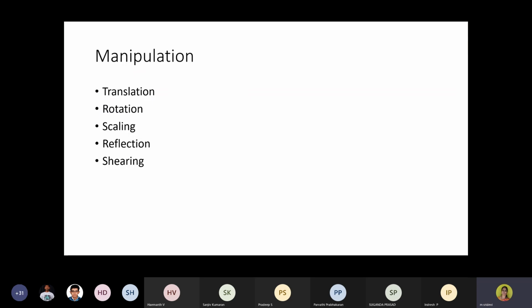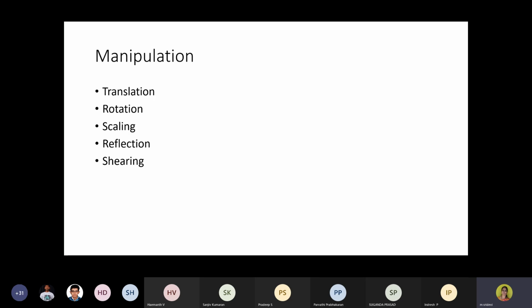So last class we were discussing the fundamentals of computer graphics, in which we started with modeling and manipulations. In the case of modeling, you can model any object you want, any 2D geometrical object. And after modeling the object, you can perform some manipulations on the object. Those are called transformations.